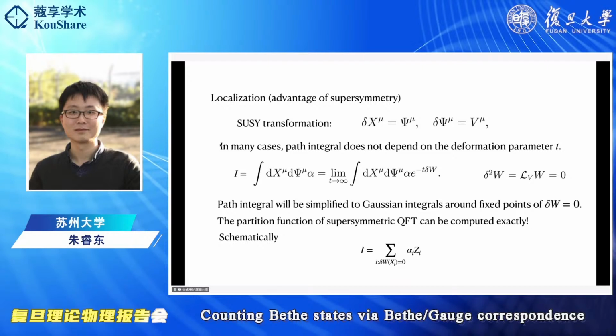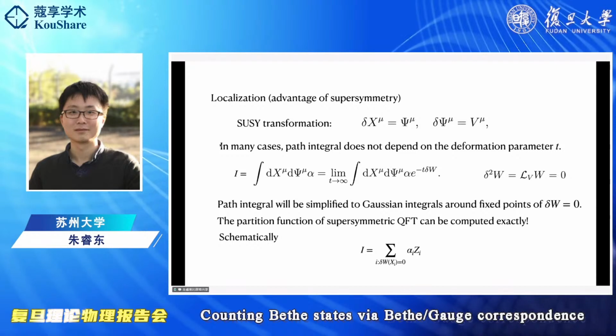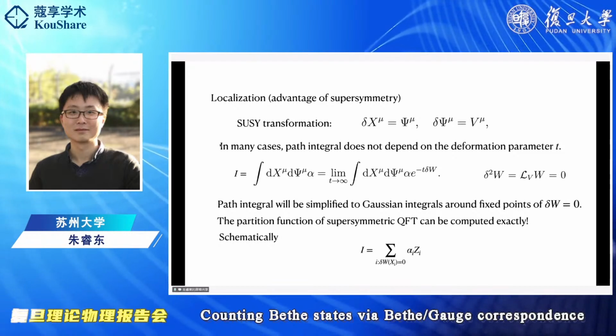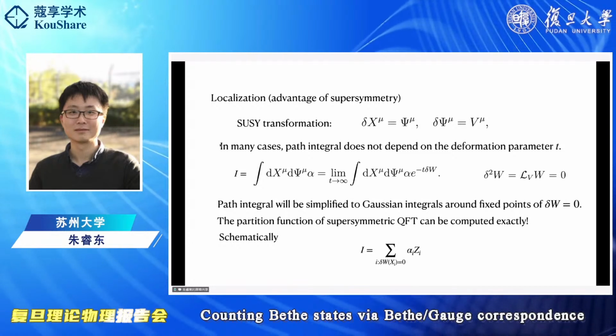In this way, this allows us to calculate the partition function of the supersymmetric quantum field theory in an exact way. Schematically, the path integral equals a summation of contributions at each fixed point, and we just sum over all the fixed points given by delta W equals 0.